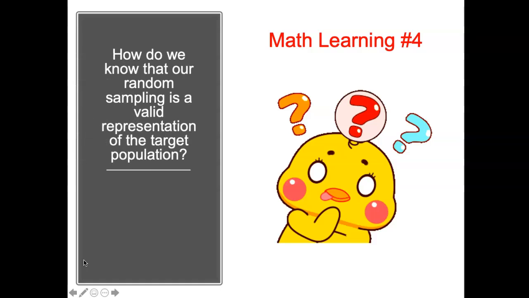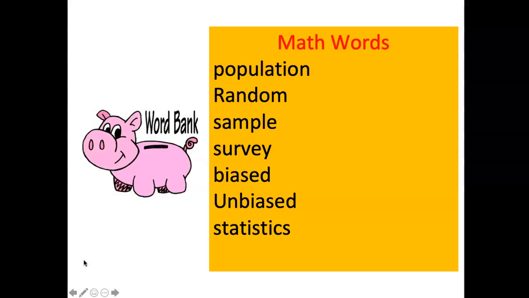Okay, so for this video, our conceptual question is, how do we know that a random sampling is a valid representation of the target population? Okay, so again, here's the list of the math words that you need to watch out for.